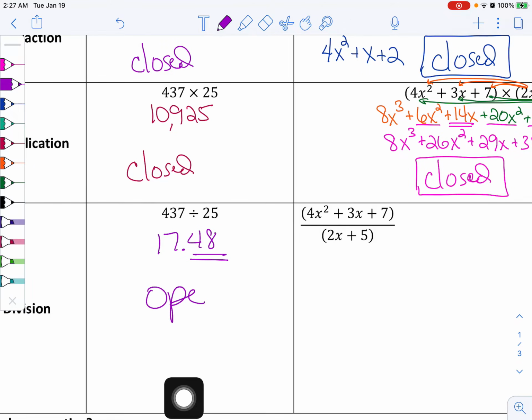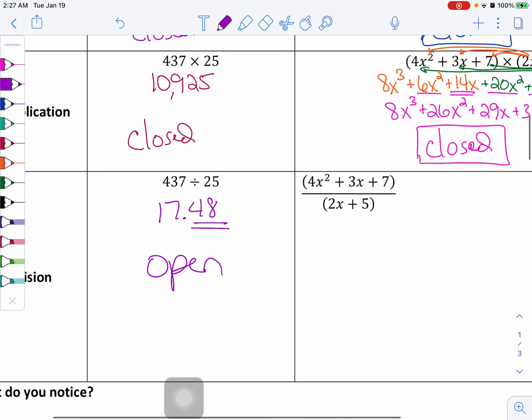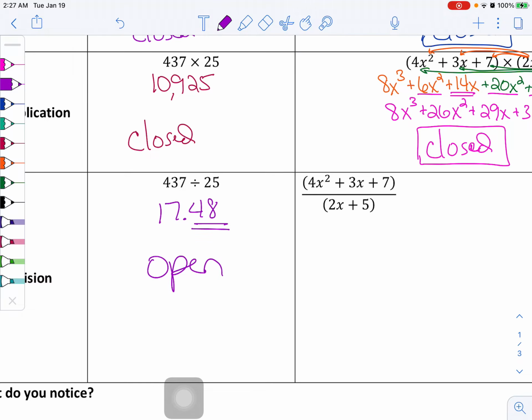So this is open. Now, you can have examples of integers that divide perfectly. So something like 16 divided by 2. Well, that's just 8. So integer divided by integer equaled an integer. Great. But as soon as you have an example of something that doesn't work, and 17.48 is not an integer, the entire set is considered open for that particular property.